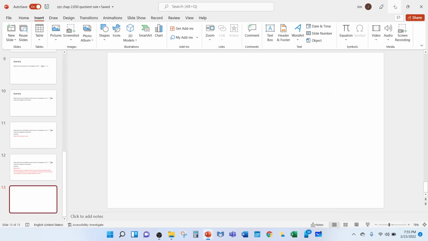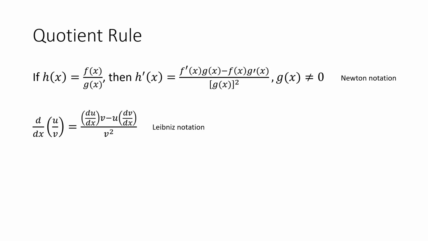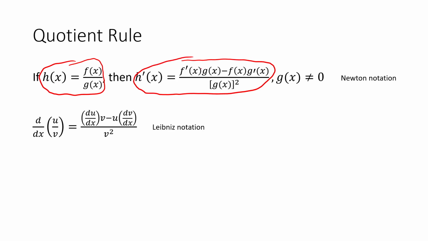In this video, we are going to prove the quotient rule. Now, the quotient rule states that if h of x is equal to the quotient f of x over g of x, then h prime of x is equal to the derivative of the numerator times the denominator minus the numerator times the derivative of the denominator all over the denominator squared, so long as the denominator doesn't equal 0.